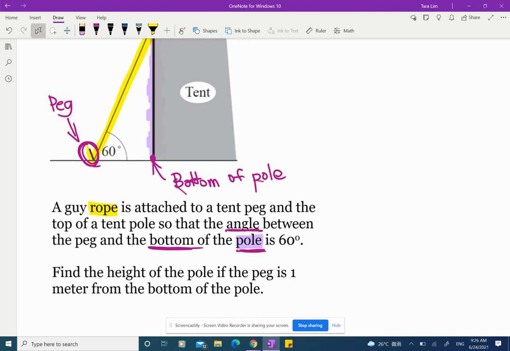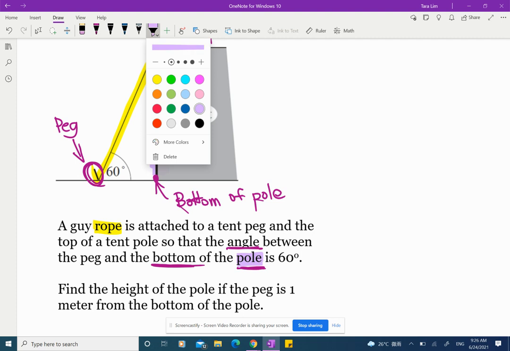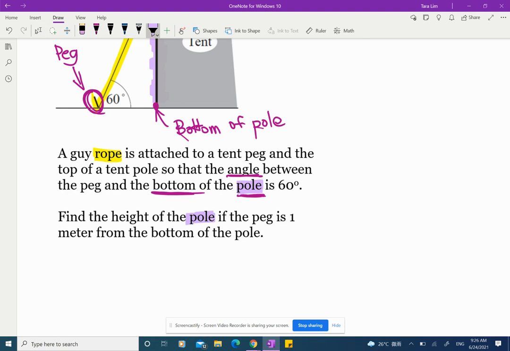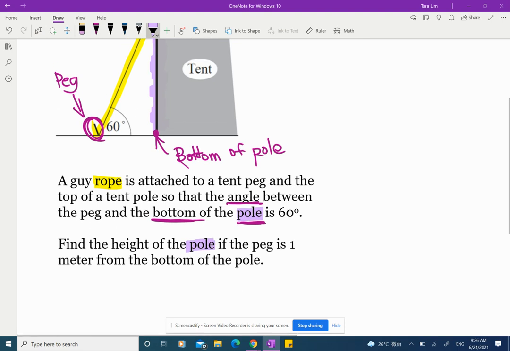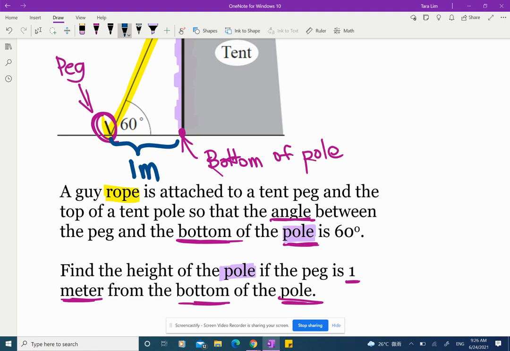Now find the height of the pole. If the peg is 1 meter from the bottom of the pole, so the height of the pole, we want to know the purple one, right? Because we know that the pole is purple, and we want to know the height of the pole. If the peg is 1 meter from the bottom of the pole, and we know that this one is the bottom of the pole, and it says from, so that means, I'll just use another color, this part over here is 1 meter.